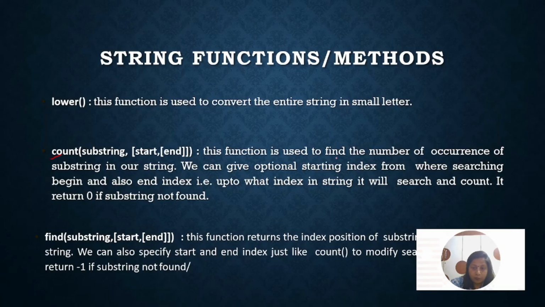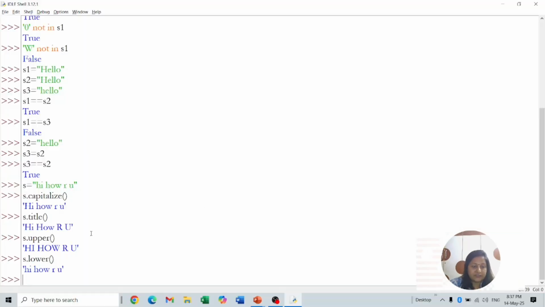Next, count. What is the meaning of count? It is used to find the number of occurrences of a substring, and we can give an optional start index from where the searching begins, and also an end index. It will search and count, and it returns 0 if the substring is not found. Now I'll show you the example.